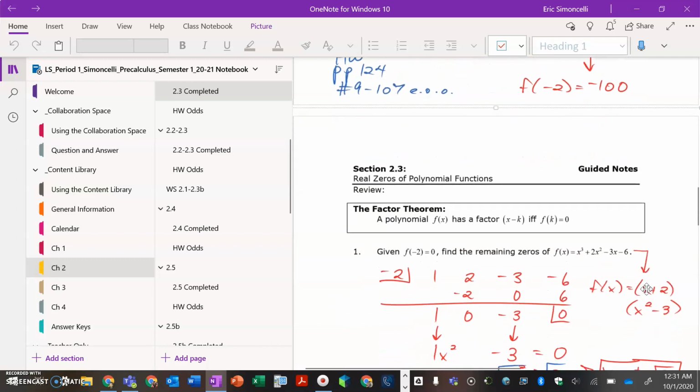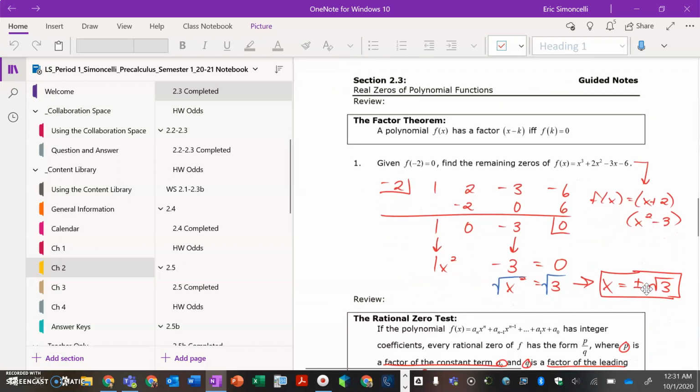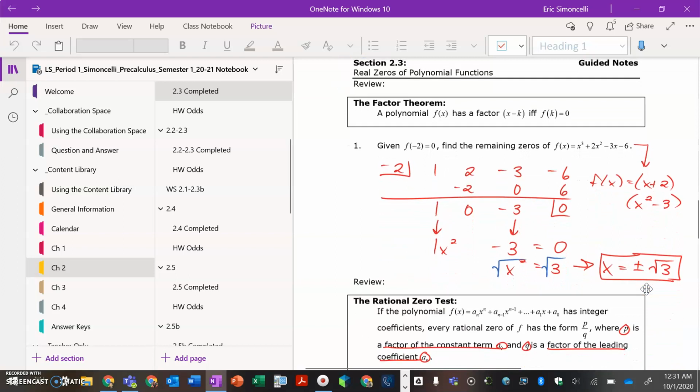The factor theorem is on the next page. We are still in review mode technically. A polynomial, this is the factor theorem. A polynomial, f of x, has a factor x minus k if and only if f of k equals 0.